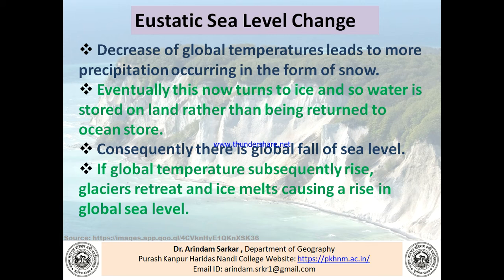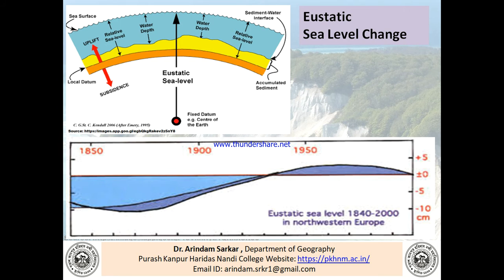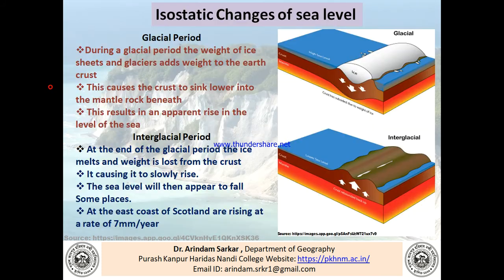Now I can discuss the hydrostatic sea level change. The decrease of global temperature leads to more precipitation occurring in the form of snow. Eventually this turns to ice, and so water is stored on land rather than being returned to the ocean. Consequently, there is a global fall of sea level. If global temperature subsequently rises, glaciers retreat and ice melts, causing a rise in global sea level. This diagram is showing the hydrostatic change of sea level.